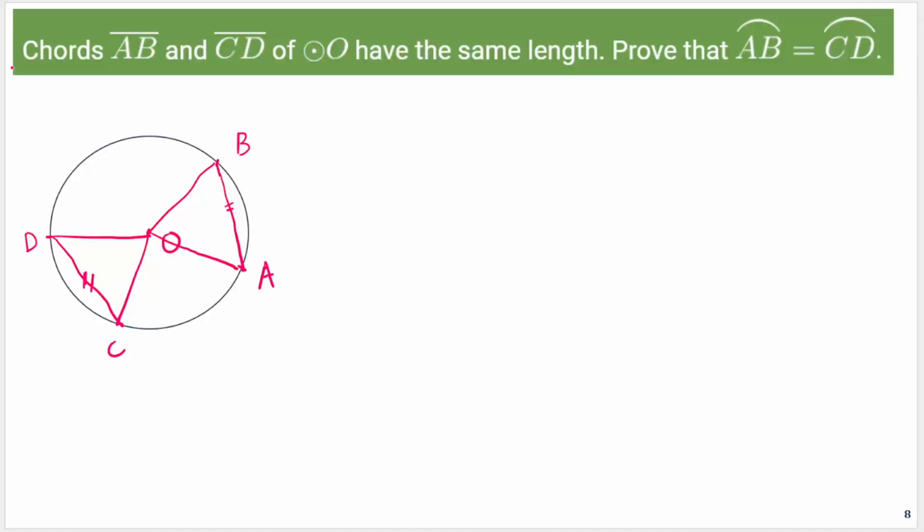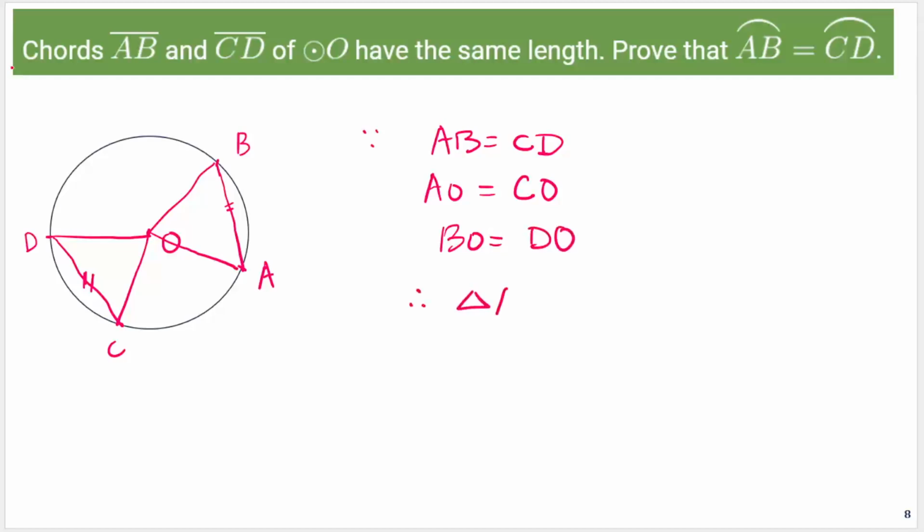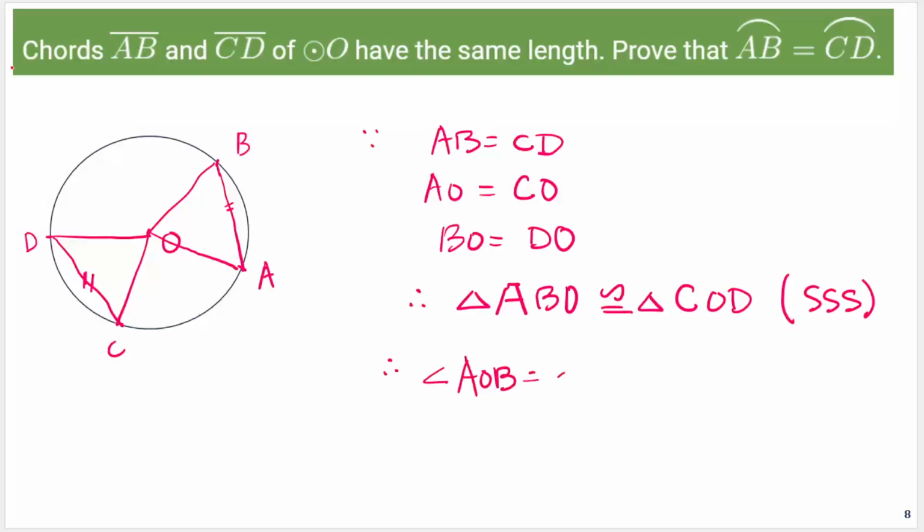Okay, let's have a look at the solution together. So we form two triangles by connecting A, B, C, and D to O, right? And then we have triangle ABO and triangle CDO. Because we have AB equals CD according to the given information, AO equals CO, and also BO equals DO. Then triangle ABO must be congruent to triangle COD according to SSS congruence, right? Therefore, we have the two central angles are equal. So angle AOB equals angle COD, right?